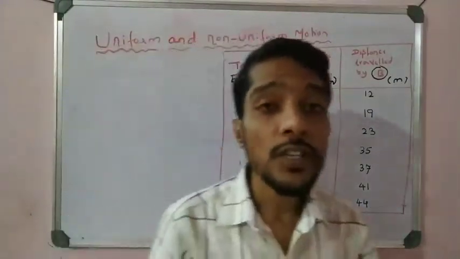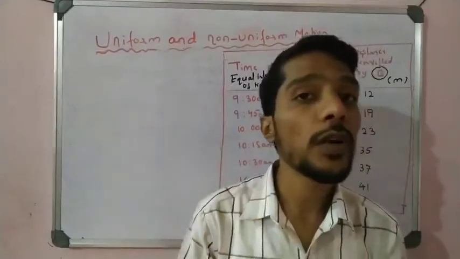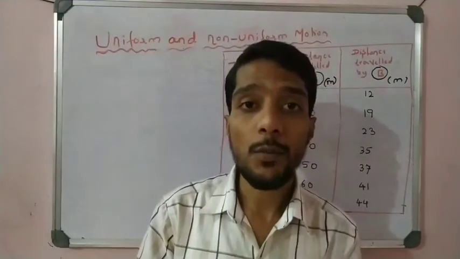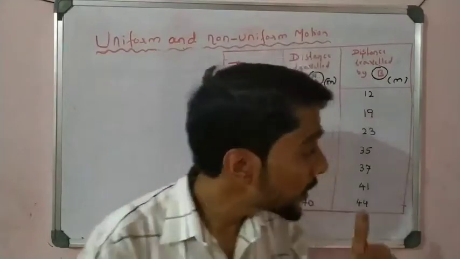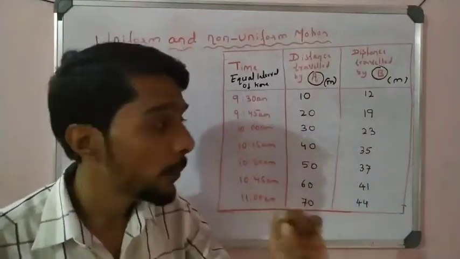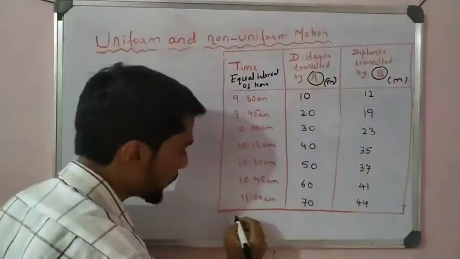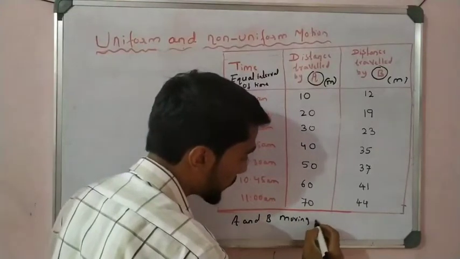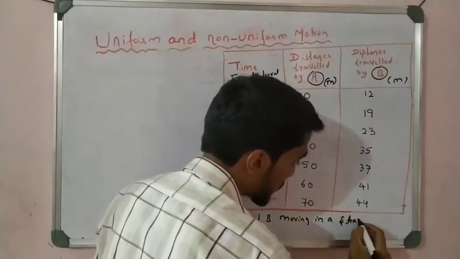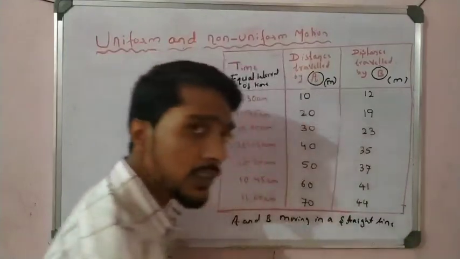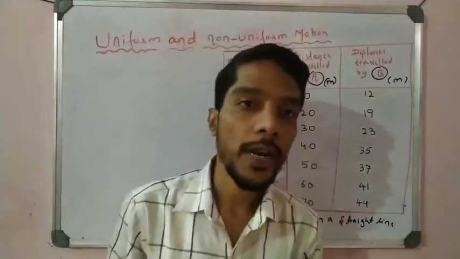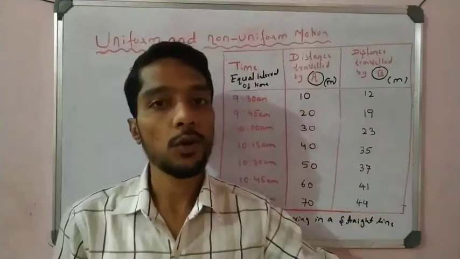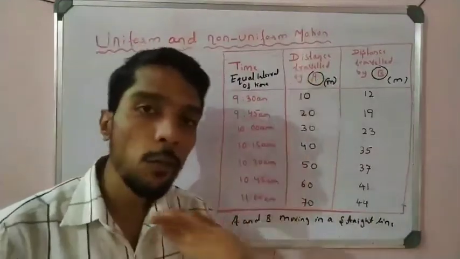So one question arises: which type of motion is it? In the last video we learned the types of motion: circular motion, rotational motion, periodic motion. But which type of motion does particle A have? Remember that both particle A and particle B are moving in a straight line. That is rectilinear motion. So we study uniform and non-uniform motion by taking the example of straight line motion. Particle A is moving in a straight line.